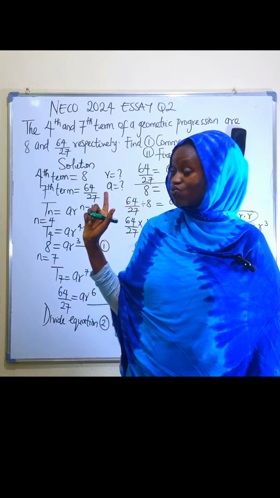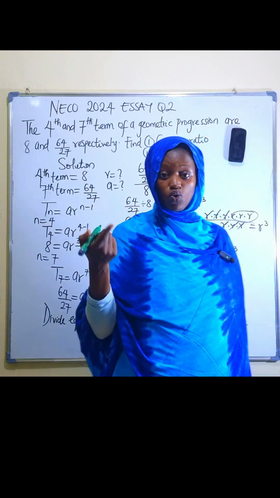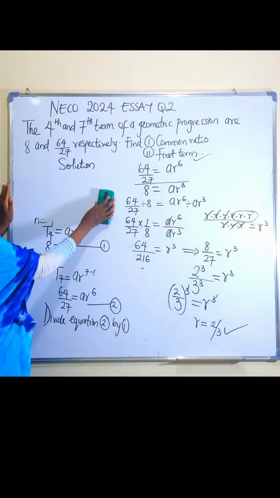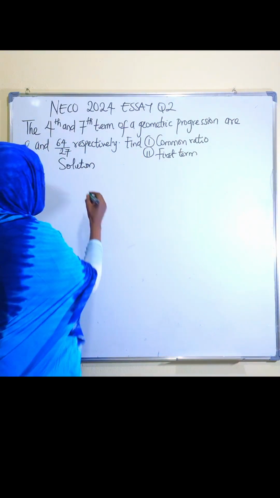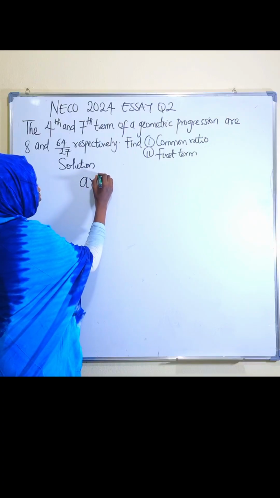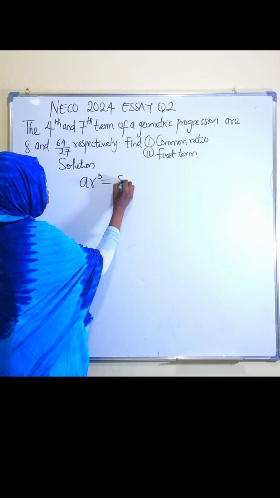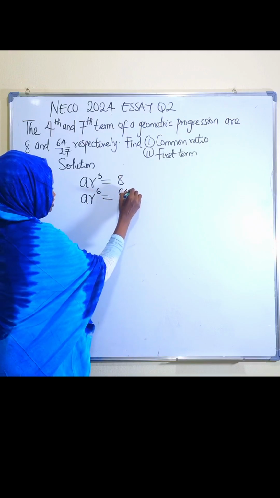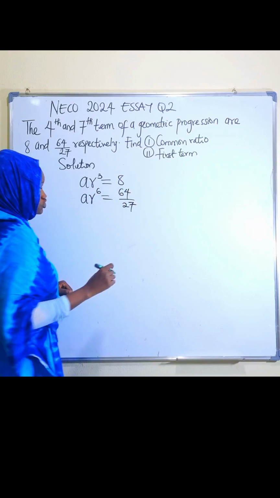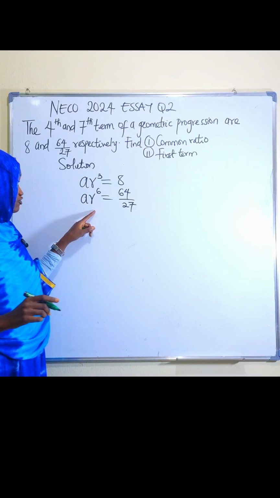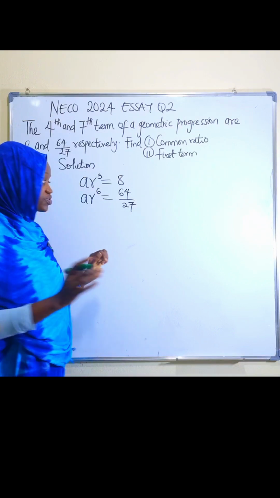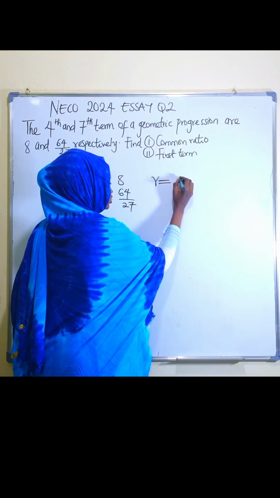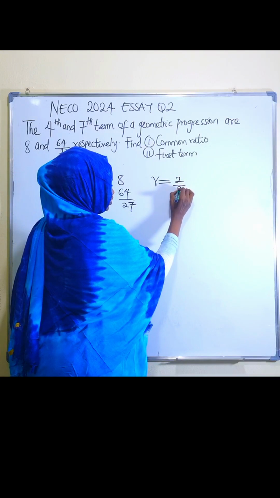So let's move on to the next one, which requires us to find the first term, which is the value for a. All right. So remember, we have ar to the power of 3 is equal to 8, and ar to the power of 6 is equal to what? 64 over 27. These are the two equations we had before now, right? So we can pick any of these equations since we've gotten the value of the common ratio to be equal to what? 2 over 3, right?